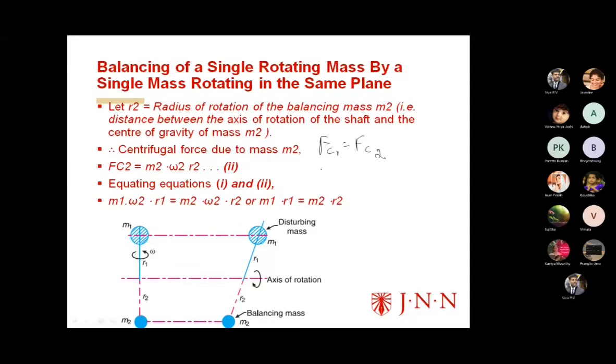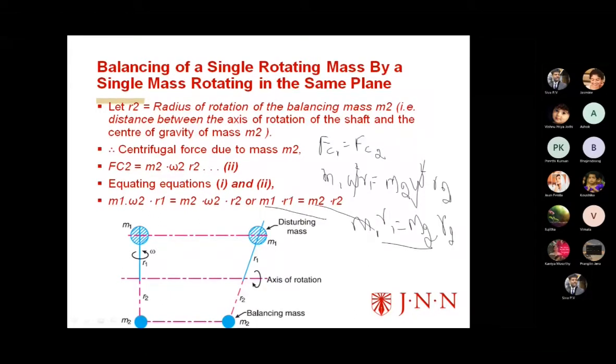FC value என்னமா? So M1 omega square R1 equal to FC2, M2 omega square R2. அப்போ இந்த omega square cancel. So that M1 R1 equal to M2 R2. So this is a formula. So M1 R1 equal to M2 R2.